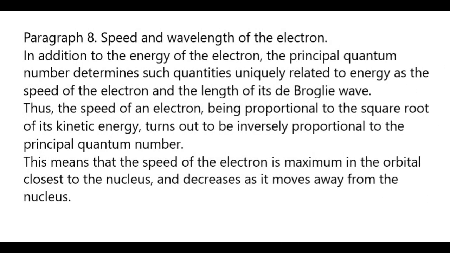Paragraph 8. Speed and wavelength of the electron. In addition to the energy of the electron, the principal quantum number determines such quantities uniquely related to energy as the speed of the electron and the length of its de Broglie wave. Thus, the speed of an electron, being proportional to the square root of its kinetic energy, turns out to be inversely proportional to the principal quantum number. This means that the speed of the electron is maximum in the orbital closest to the nucleus and decreases as it moves away from the nucleus.